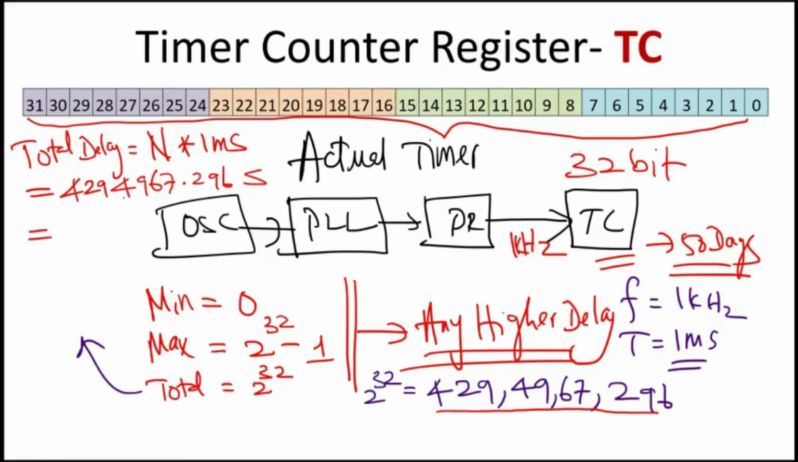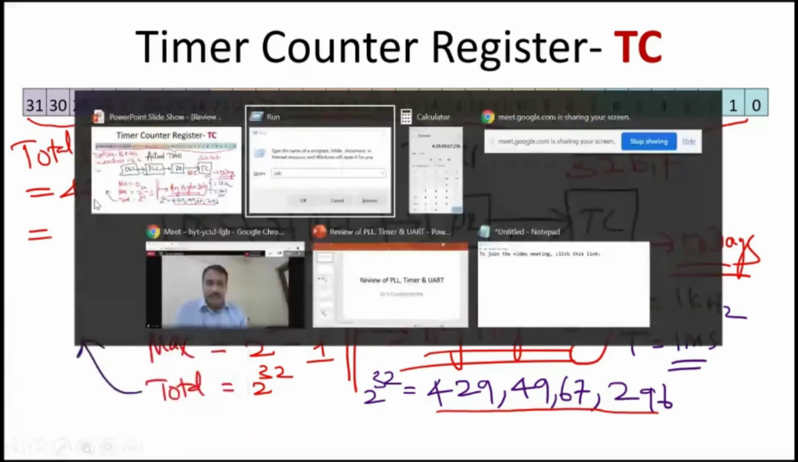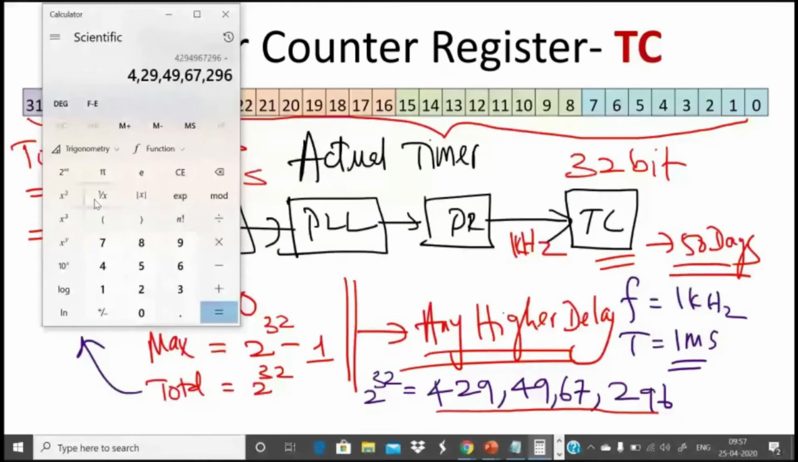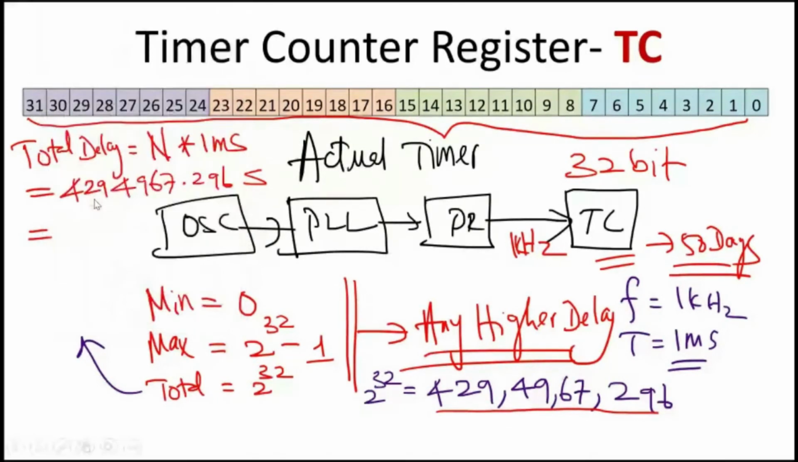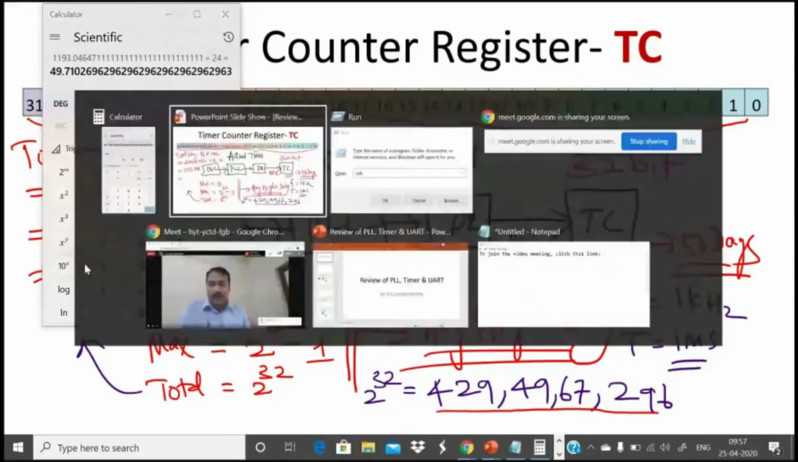So convert this into hours. You divide the seconds by 3600, so 1193 hours. Divide this by 24, and we get 49.71 days.